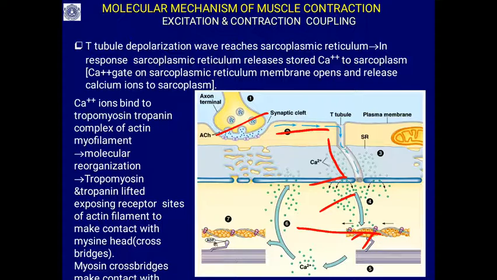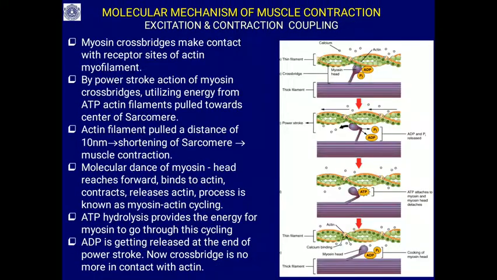So this is what you can see: the calcium ions bind to the tropomyosin-troponin complex. Now the molecular reorganization: the tropomyosin-troponin is lifted, and the cross bridge of the myosin makes contact with the actin and pulls the actin towards the center. That is the contraction.